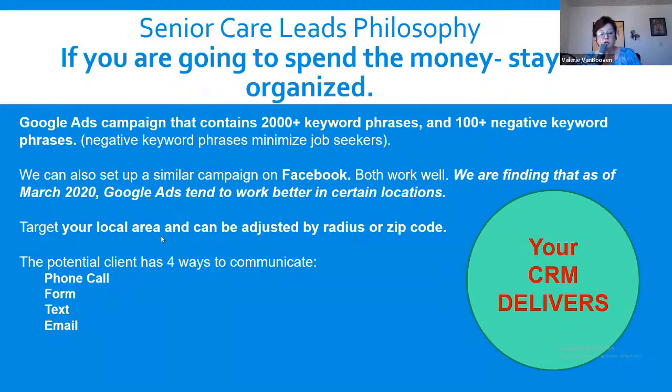You can target your local area. It can be adjusted by radius or by zip code on Google Ads. It could be radius, county, towns, it can be anything you want. The potential client has 4 ways to communicate with you. They can call you, fill out a form, text you, or email you. Those are the only 4 you really care about. You want to give them enough options, but not overwhelm them. And your CRM should help deliver those options.